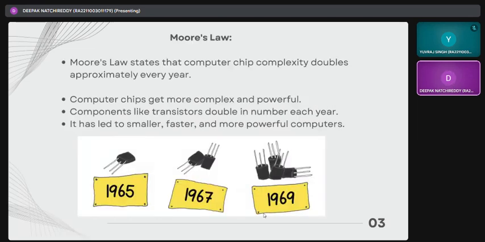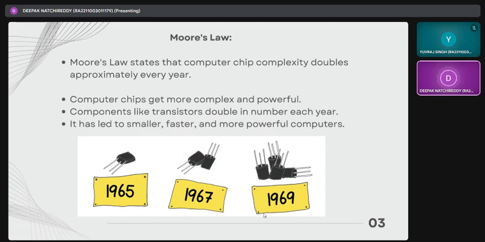Moore's law states that computer chip complexity doubles approximately every year. Computer chips get more complex and powerful. Components like transistors double in number each year. It has led to smaller, faster, and more powerful computers. Transistors are the fundamental building blocks of chips. Shrinking transistor size allows more per chip.